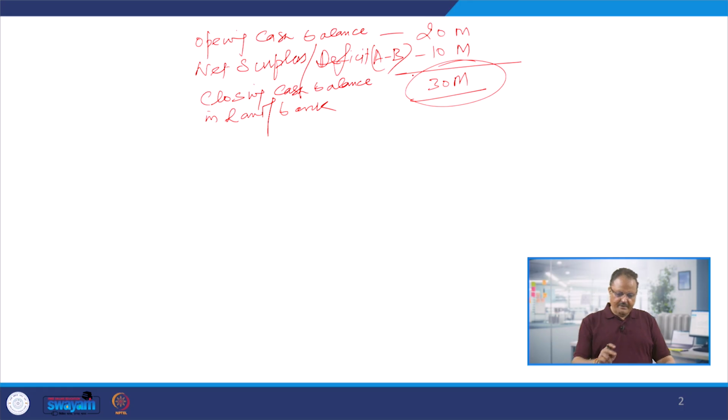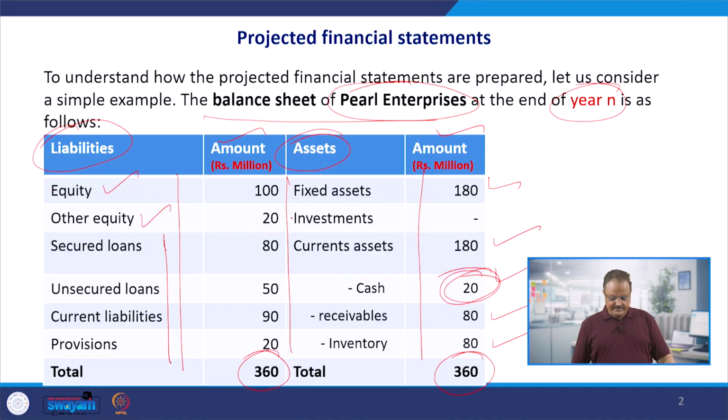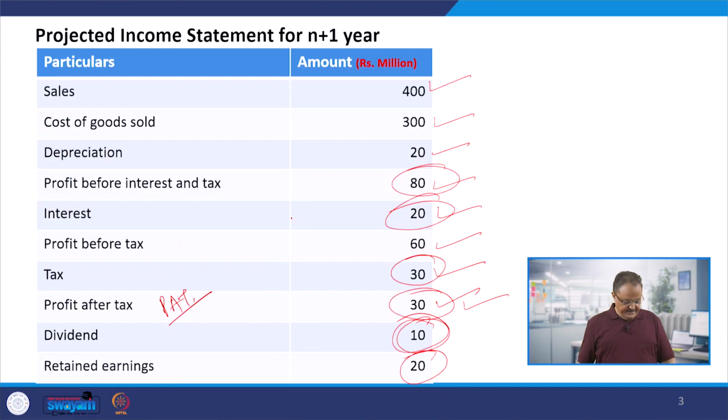So now let us go back to this. If you see here, what is the closing cash balance? 30 million closing cash balance is with us. And if you see here, how much is the profit here? The profit we also got was 30 million. So it means that profit after tax projected was 30 million, and we have got the closing cash balance also of 30 million.